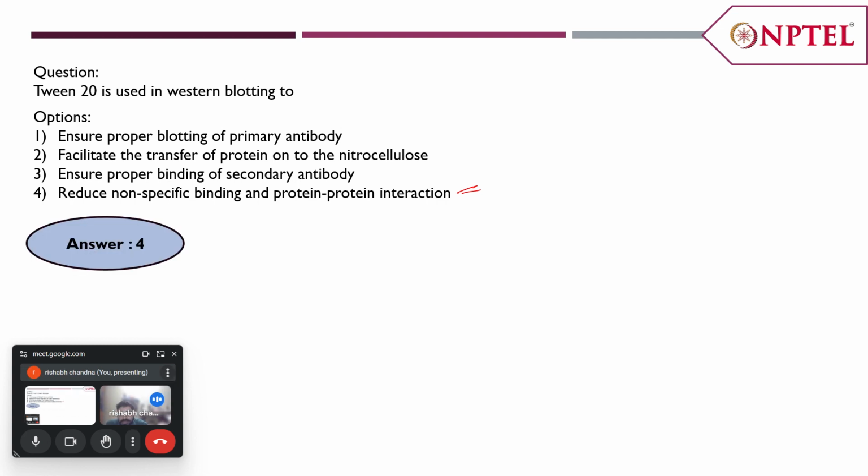So yes, the correct answer is option number 4. So Tween 20 is basically used for blocking. There are different antibodies that are compatible with Tween 20, and some, like we use, Triton X-100. So that is also a detergent. Some antibodies are compatible with Triton X-100.